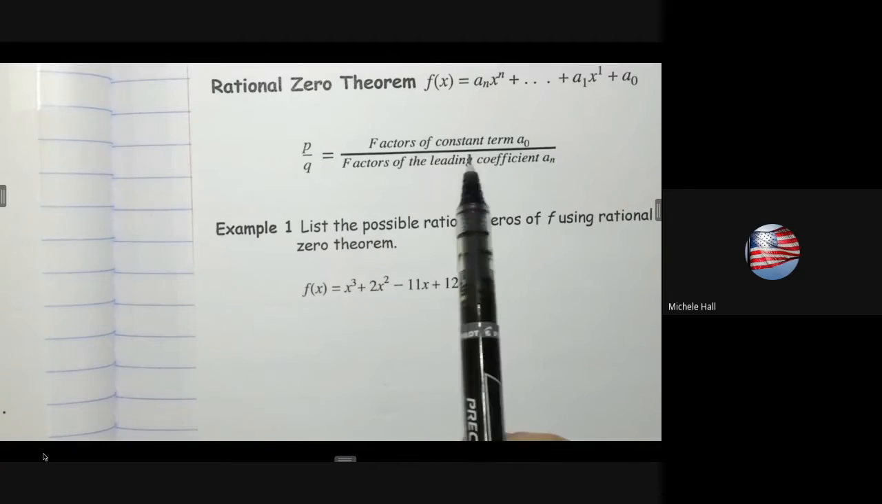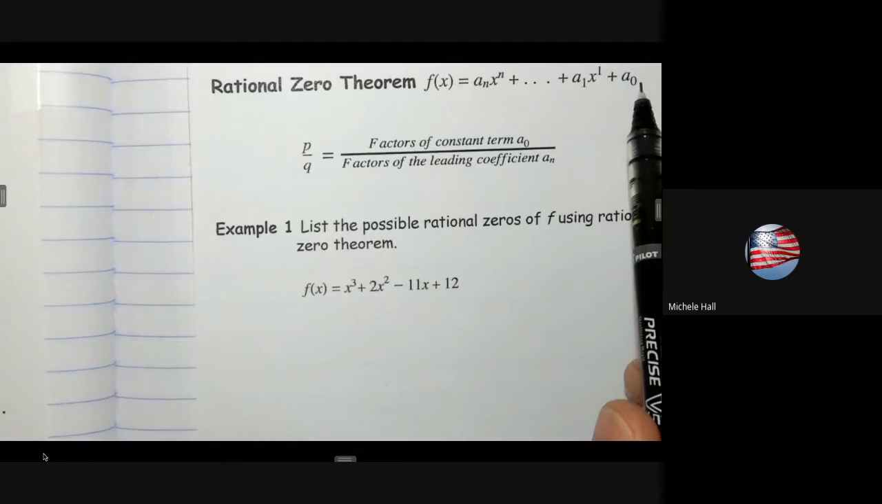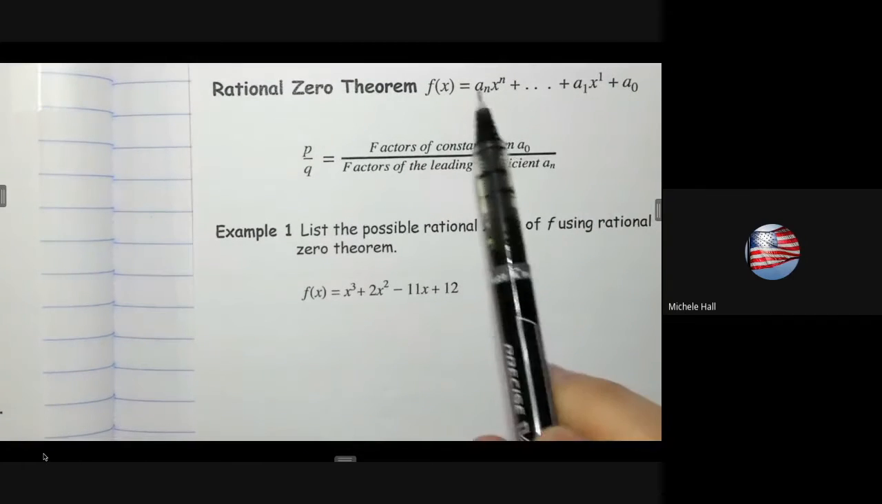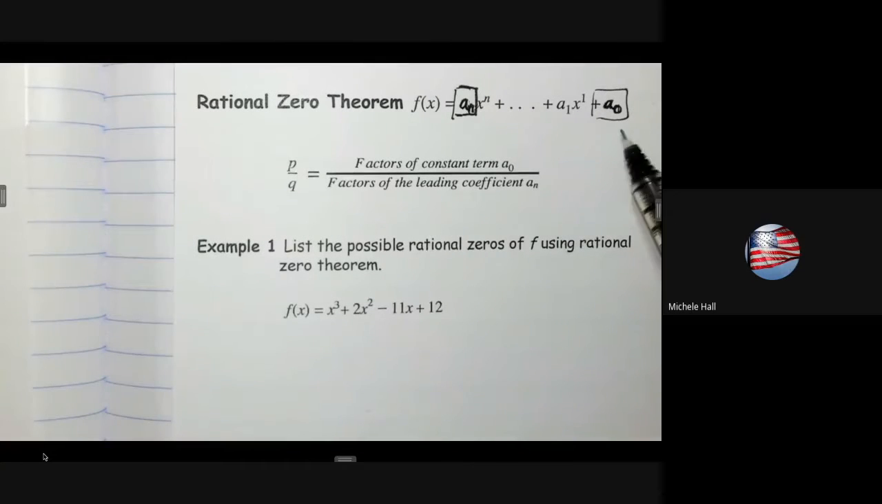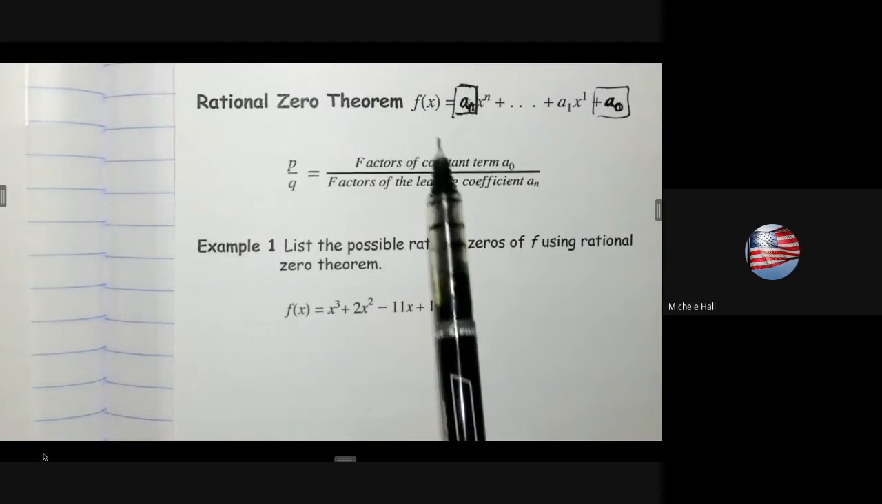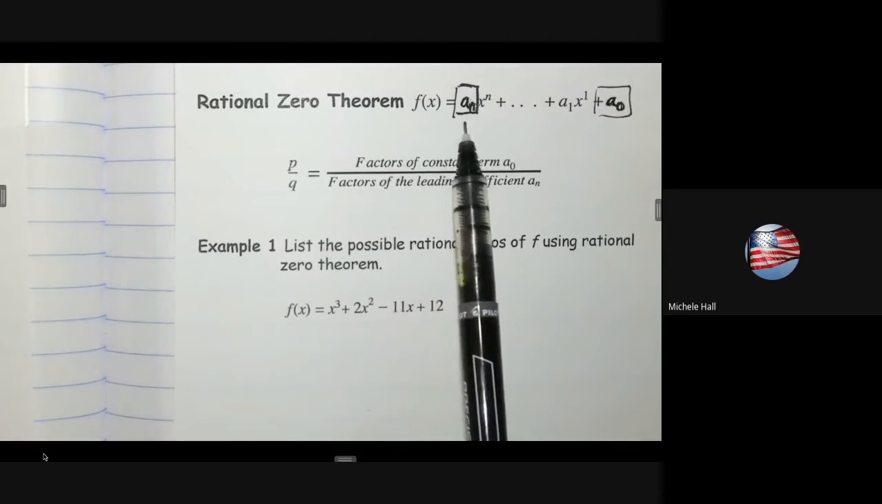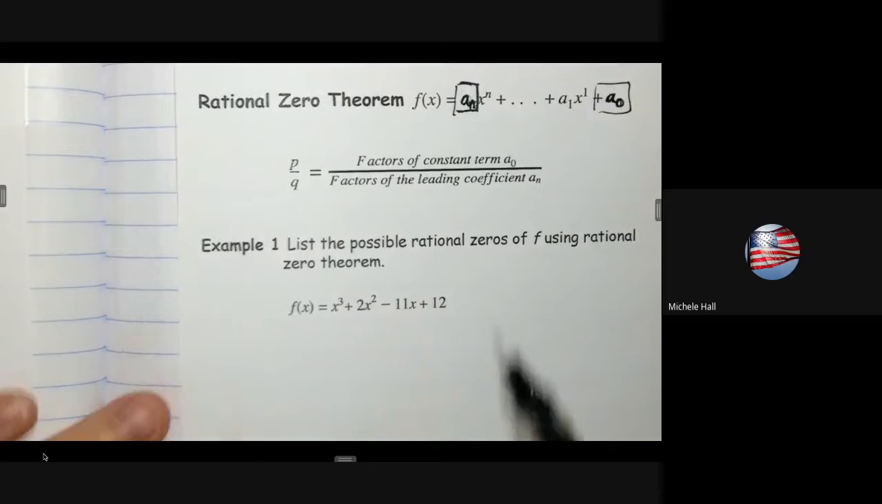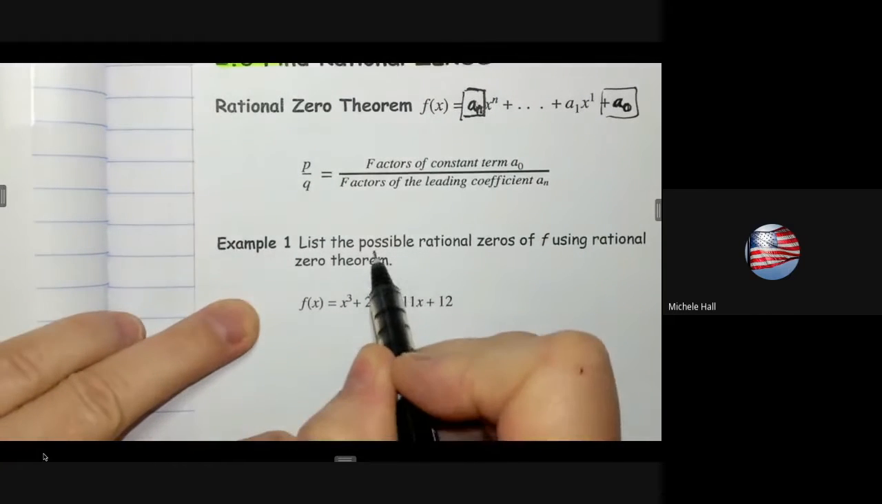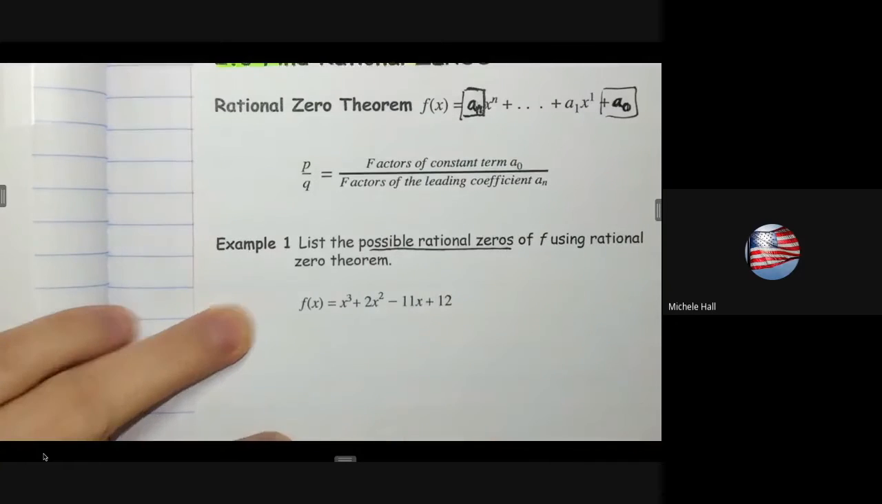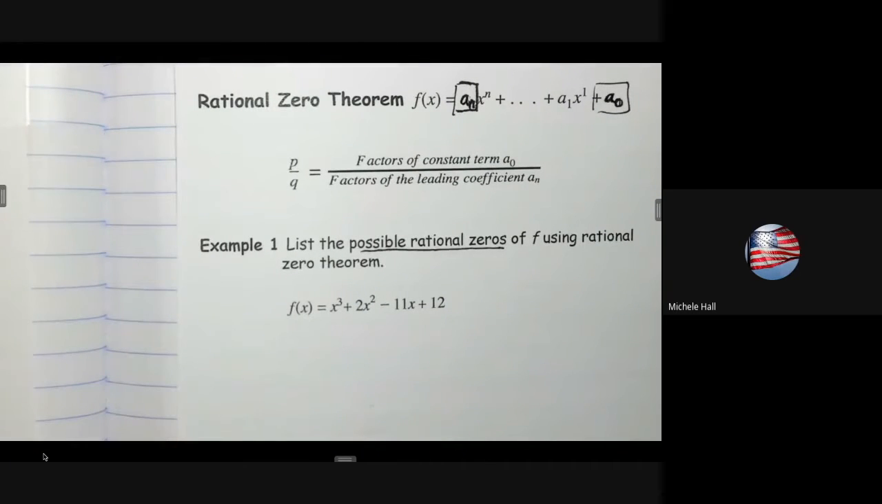We have factors of the constant term divided by factors of the leading coefficient. Factors of the constant, a to the 0, and factors of the leading coefficient, a to the n. That is how we find the possible rational zeros. These are the possible ones. It doesn't mean that all of them will work. It doesn't mean that any of them will work. It just means that if they're going to work, these are the possible zeros.